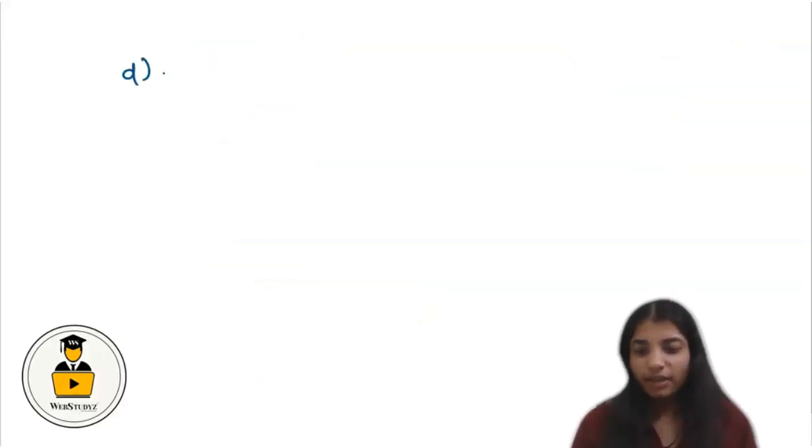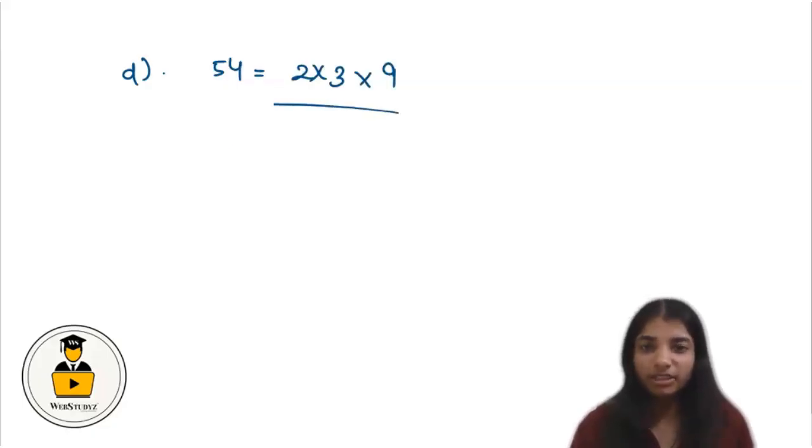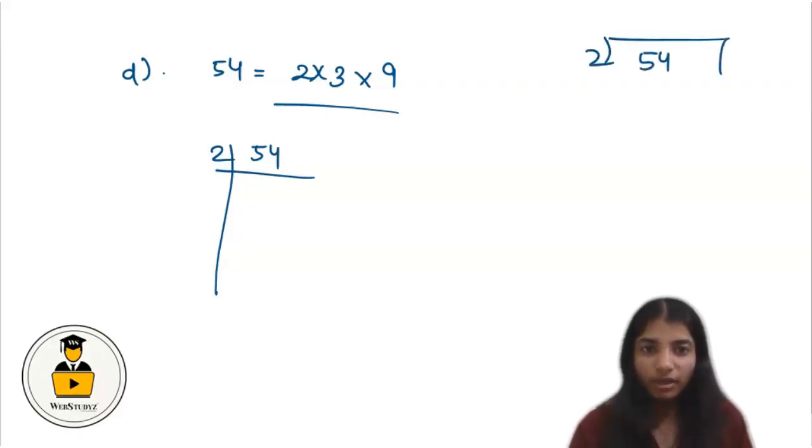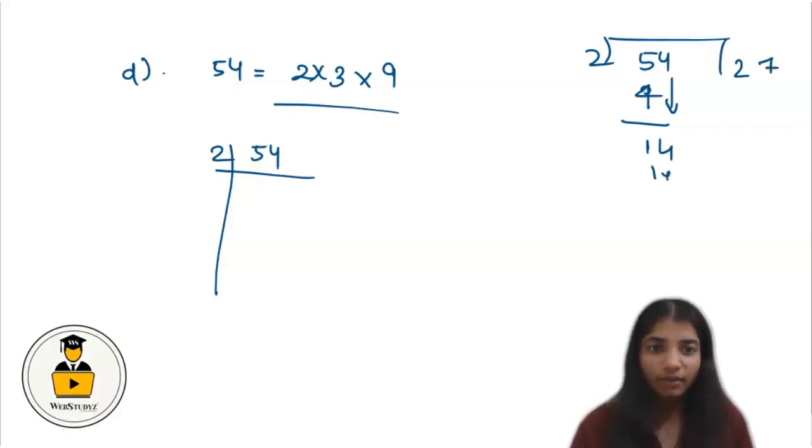Here in part D, we are given the number 54, and it is given that 54 is equal to 2 multiplied by 3 multiplied by 9. So we have to determine whether prime factorization is done here or not. In order to determine this, we are going to find the prime factors of 54. So we are going to divide 54 by 2. When we divide 54 by 2, we get the value 27.